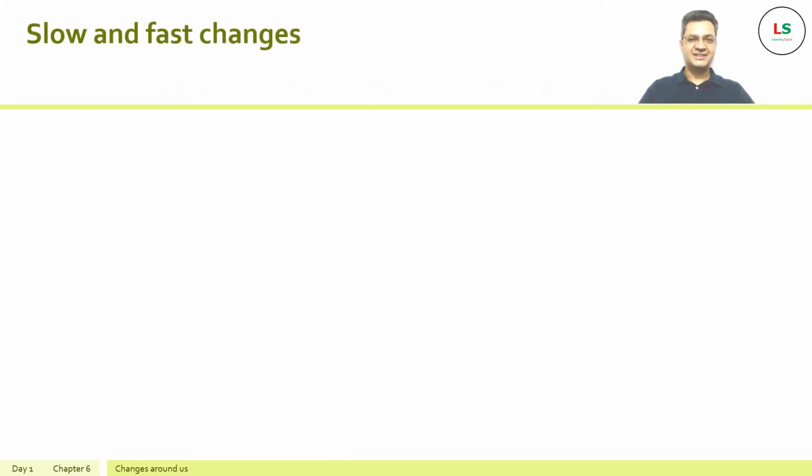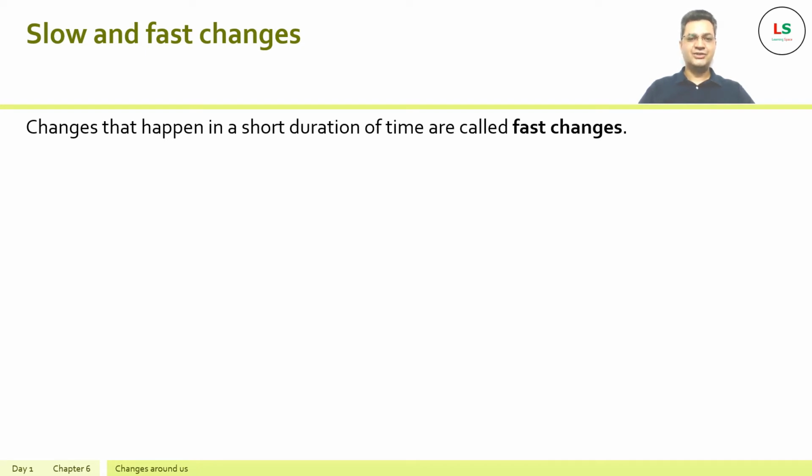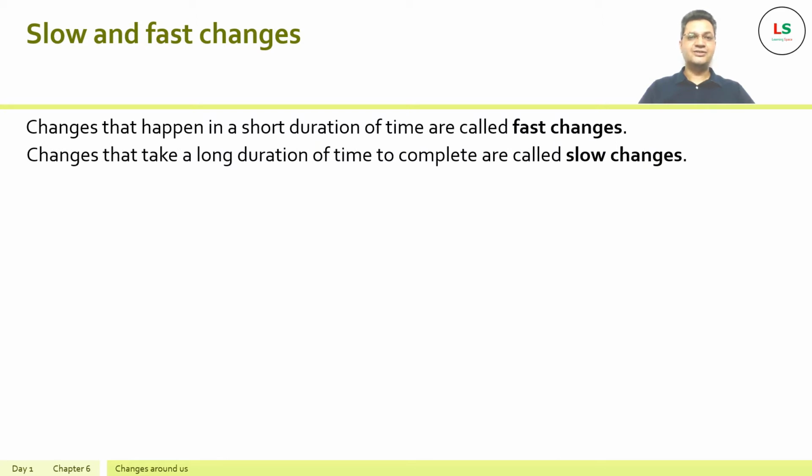Slow and fast changes. Changes that happen in a short duration of time are called fast changes. Changes that take a long duration of time to complete are called slow changes. During our entire conversation, we'll try to group the changes according to their similarities. Now, here we have a table of multiple changes, and we are going to identify them one by one, whether they are slow or fast.